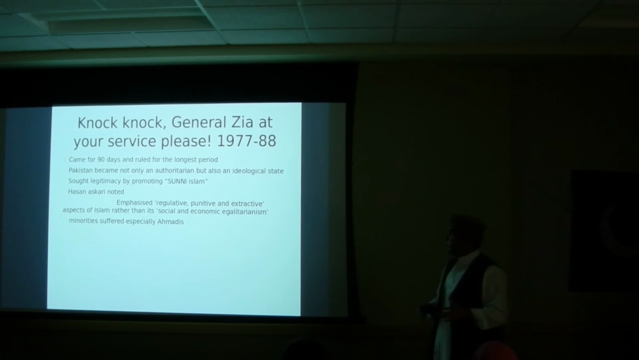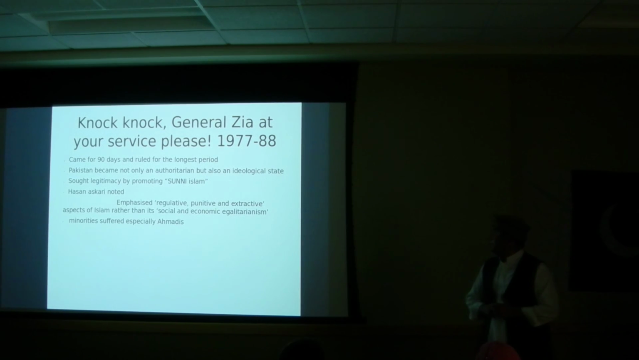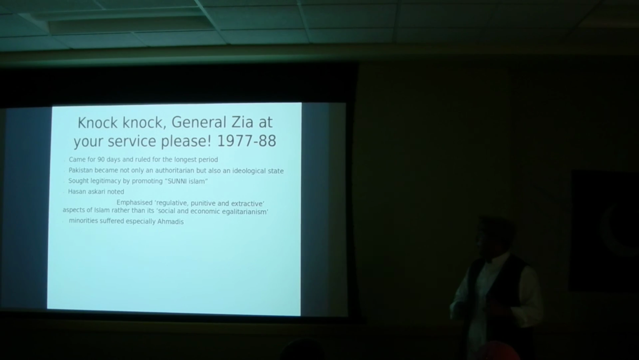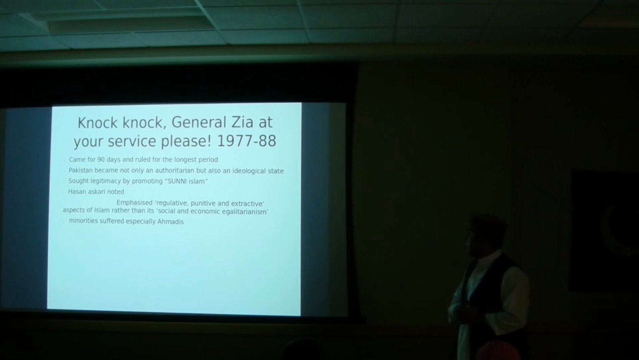In order to get legitimacy, he promoted Sunni Islam in the country, because Sunnis are the majority, and he did not have legitimacy. So for that purpose, he adopted Sunni Islam, and he emphasized the regulative, punitive, and extractive aspect of Islam rather than the social and welfare aspect. And minorities suffered a lot in this time, especially Ahmadis.